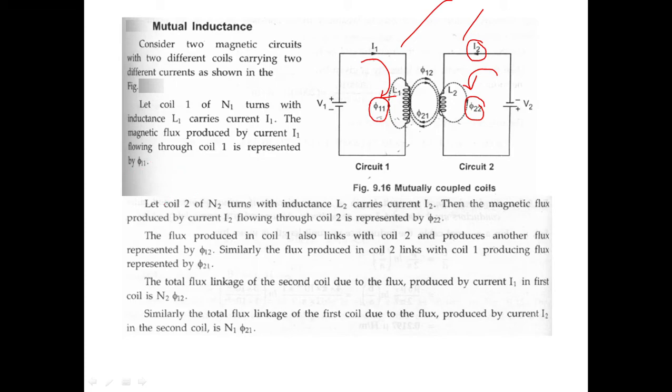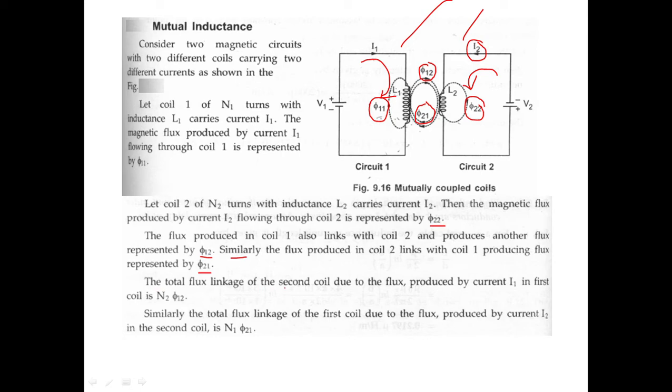As I told you, the same thing for coil 2, phi22. Now the flux produced in coil 1 also links with coil 2 and produces another flux which is phi12, right? Similarly, the second flux links with the first coil and produces phi21, right? So these two are the fluxes which are due to the interaction of two fluxes, phi11 and phi12.